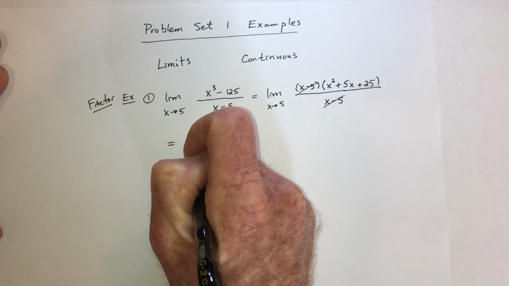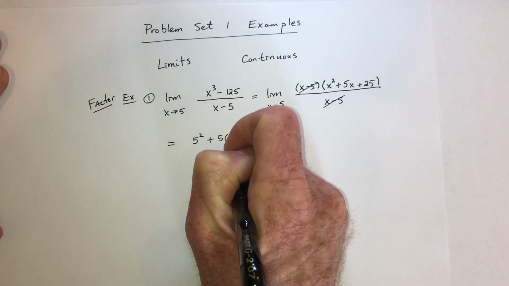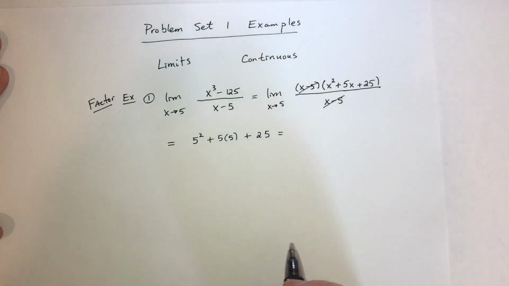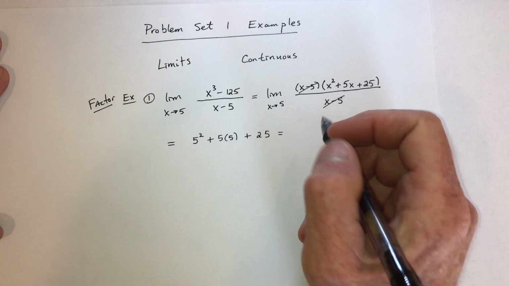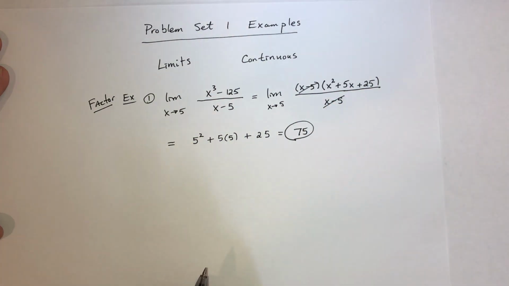So that's going to be 5 squared plus 5 times 5 plus 25. So that would be a 25, and a 25. 3/4 makes 75 cents, so I believe that is 75.